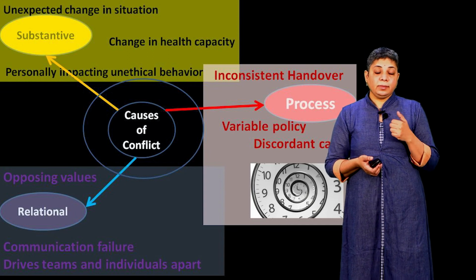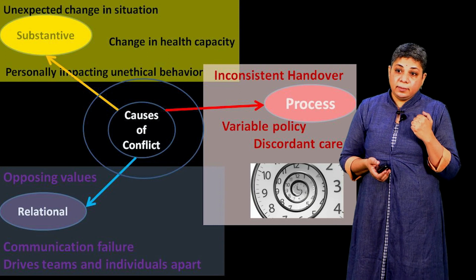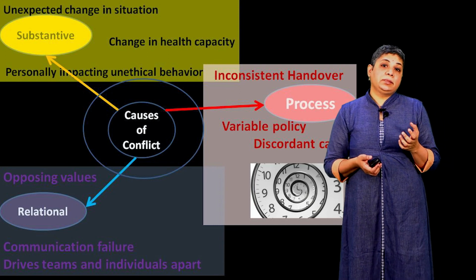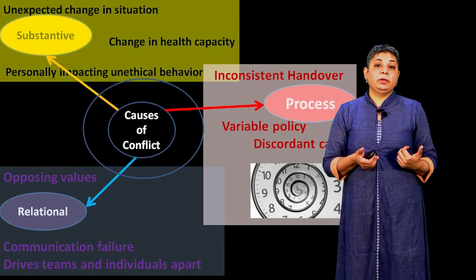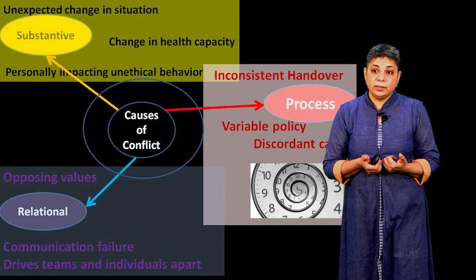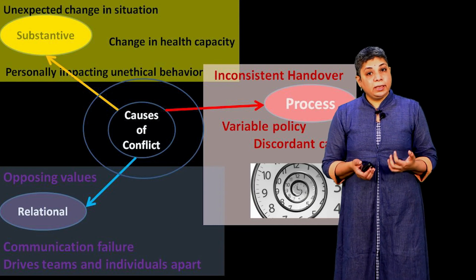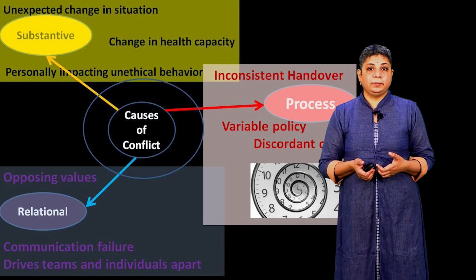The third is again relational. What does relational mean? Again, when there are opposing values. What you feel is right and what they feel is right or wrong may be opposed to each other, or when there is communication failure. So this is how we can summarize causes of conflict.